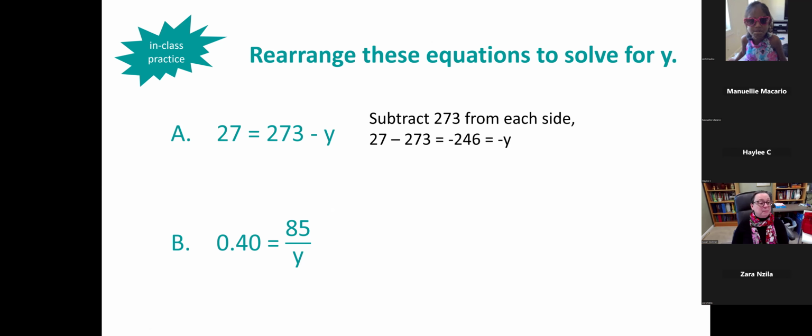Okay, so now we need to get rid of that minus sign. If we multiply both sides by -1, or basically change the signs of both sides, if it was positive, we'll make it negative, and if it was negative, we'll make it positive. That's what multiplying by -1 does. It doesn't change the numbers, it just changes the sign of it. We have that y is equal to 246.